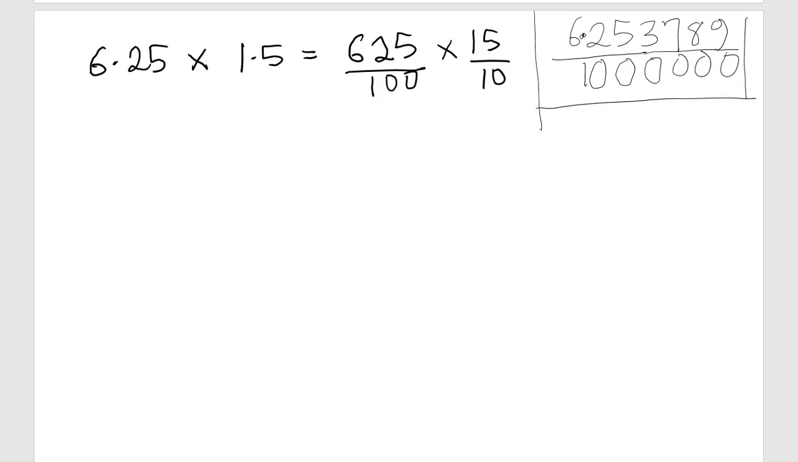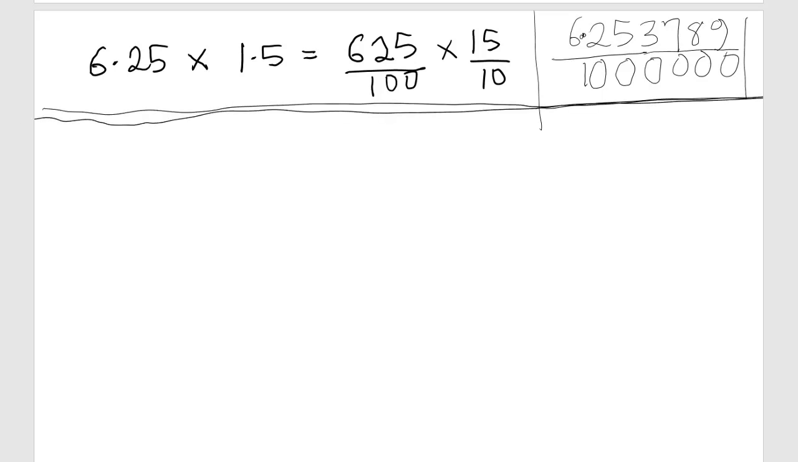So now there are several ways to solve this problem. Let me use the long multiplication method to solve this problem. You can just go straight by doing 625 times 15. So at the initial stage, you ignore where the decimal points are. Okay, you can ignore them.